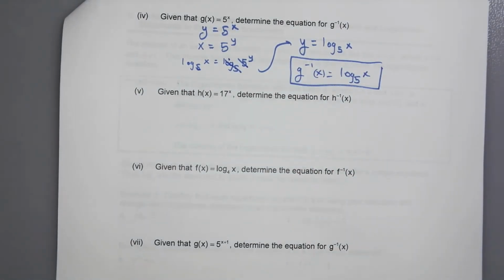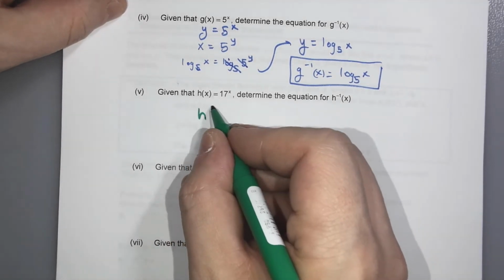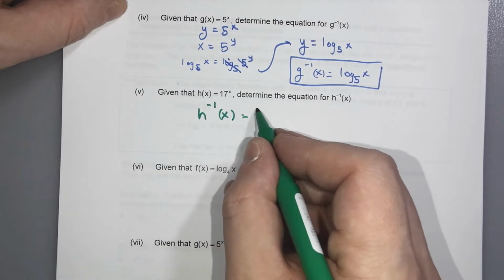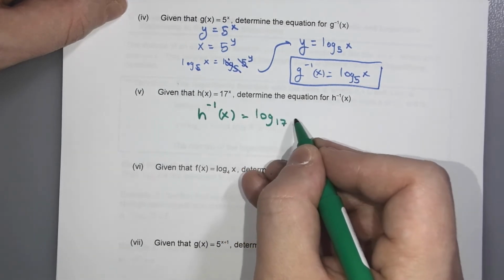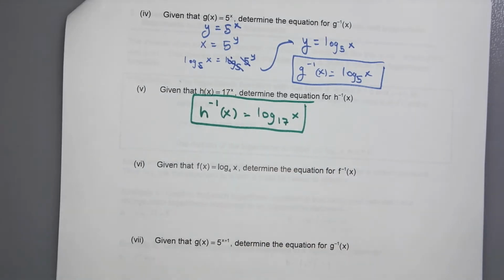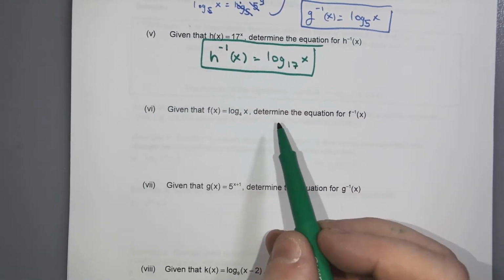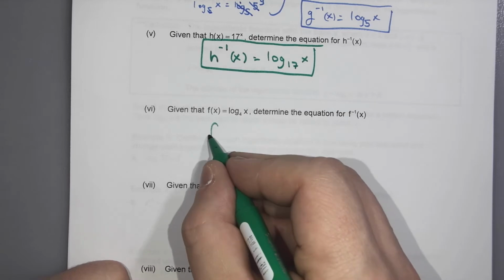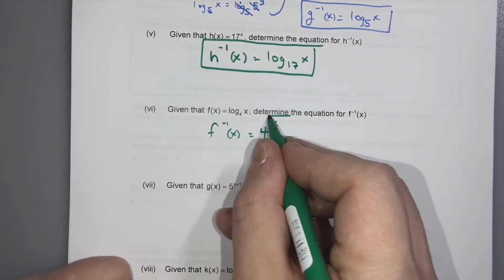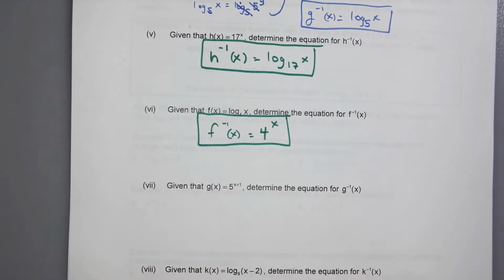Okay, what's the short version of this? Instead of having to do all those steps all the time, unless the problem asks for it, what's the inverse of 17 to the x? That's log base 17 of x. How do you undo log base 4 of x? Well, that's 4 to the power of x. Logarithms and exponentiation undo each other.